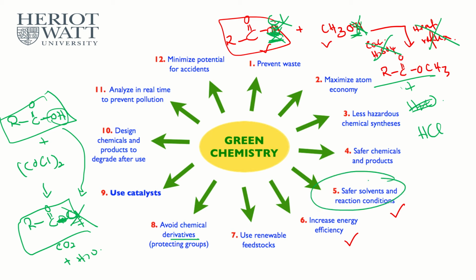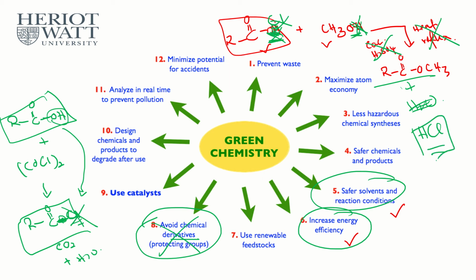We fulfill number 5 and number 6. See that? We are trying to use a safer solvent. We are trying to increase the energy efficiency. But at the same time, we're actually violating number 8. See that? Avoid using chemical derivatives. And why is it bad to use a chemical derivative here? Can you see that? The byproduct produced is HCl, which is corrosive.